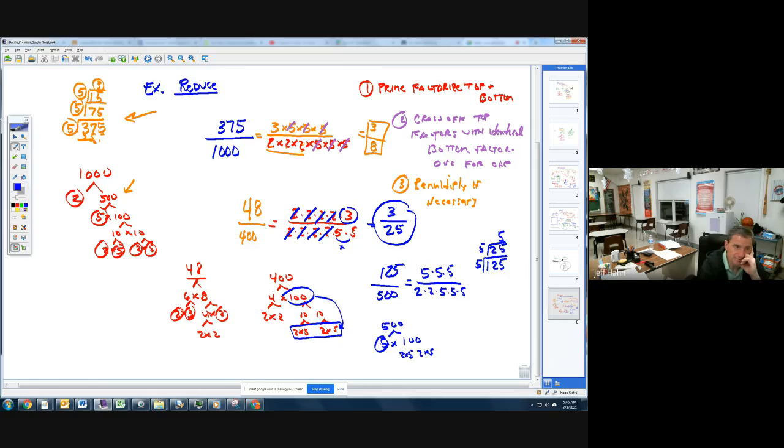Now here's something that happens, and you have to be careful with this. If I'm crossing off stuff, this 5 and that 5, second 5, second 5, third 5, third 5. If everything on top crosses off, it doesn't go away. You always are left with a 1. You have to have a number on top, and you end up with a 1 on top. Remultiplying the bottom, you get 4. So 125 over 500 reduces down to 1/4.